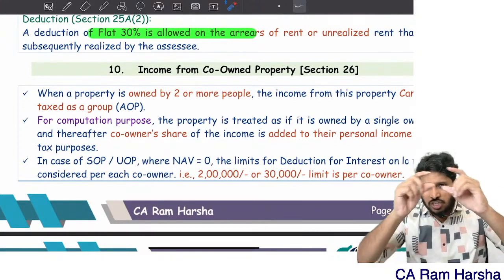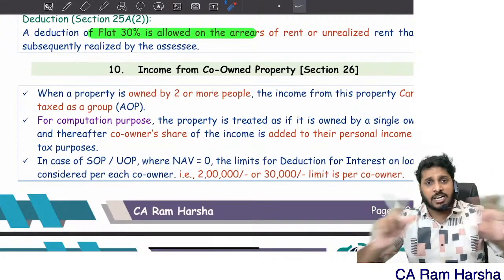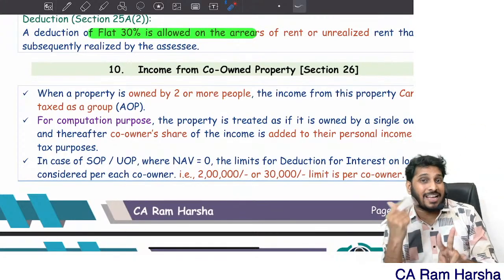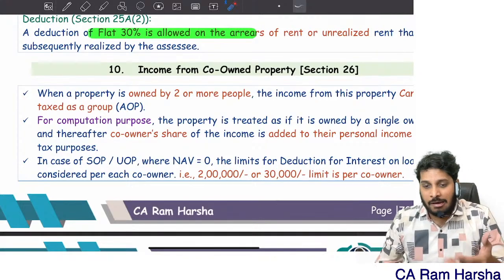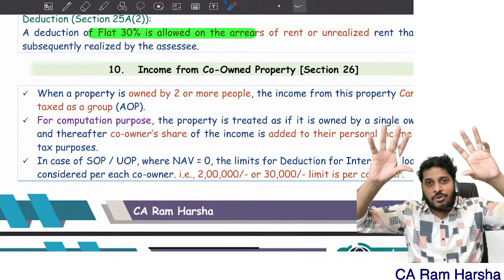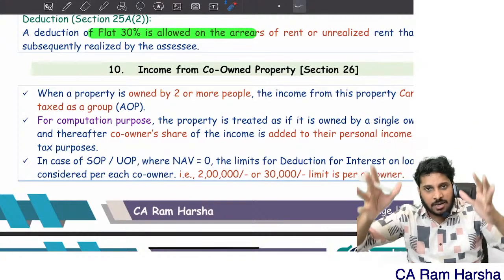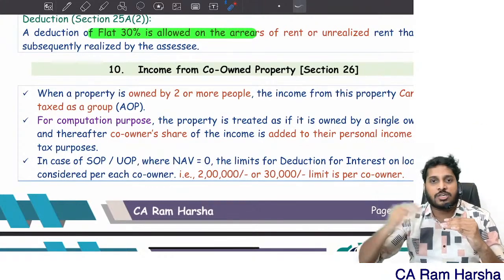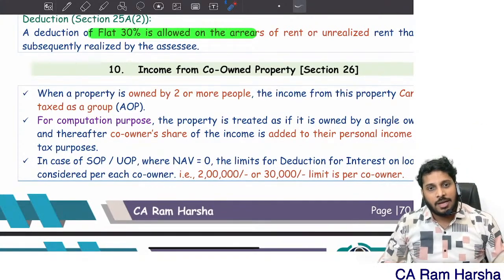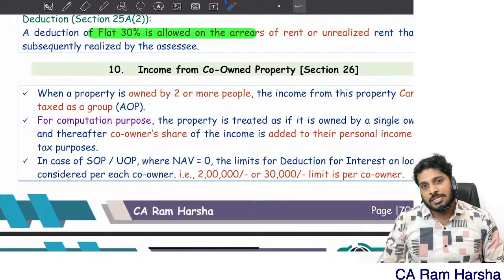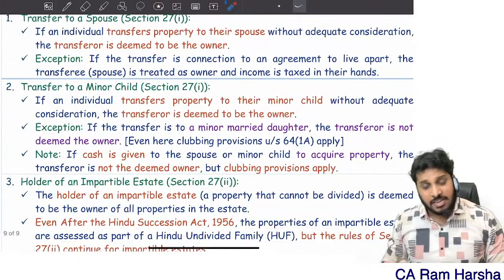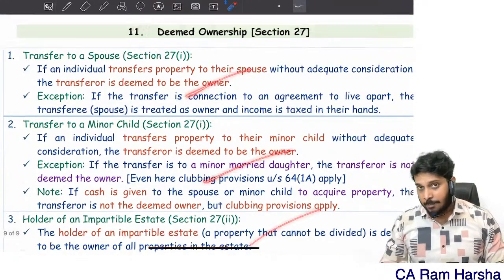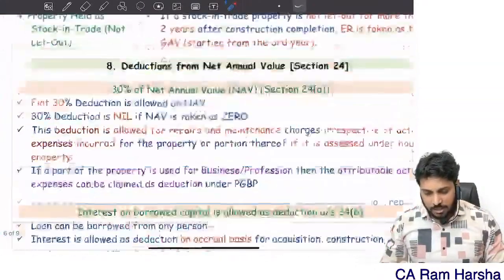That's the only thing. GAV computation, municipal taxes, NAV, 30%, everything is the same. Interest limit alone will be like this. If it is LOP or DLOP, you need not worry about the limit. Compute as if it is owned by one person. First compute income from house property, then divide by how many owners there were, and split the income. Over. Listen to this once again, you will get clarity. The deemed ownership concept is not that relevant. I will cover some of these points in clubbing provisions.